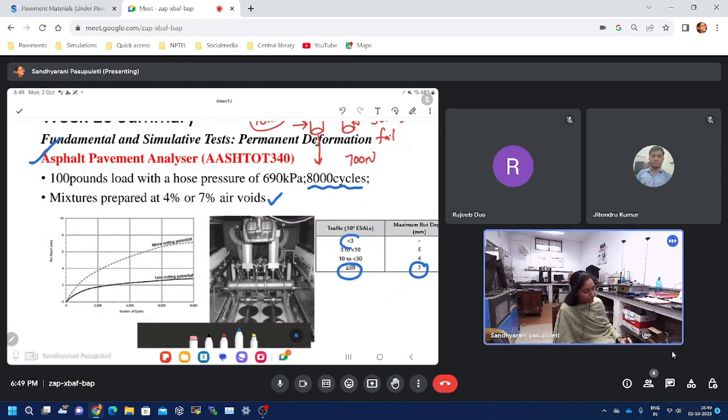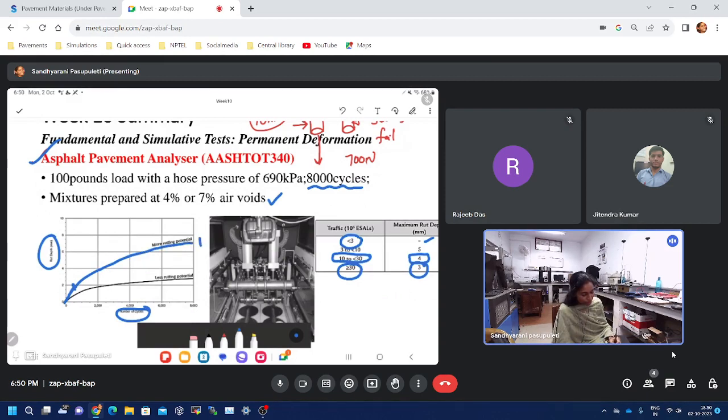If you are going to design your pavement for less than 3 million standard axles, then it is okay to have no rut depth limit. If your traffic is 10 to 30, we should not have any rutting depth more than 4 mm. If you see here, this is the rut depth on the y-axis and these are the number of cycles. What happens? As you increase the number of cycles, initially there will be a little rut depth, and the rut depth keeps accumulating and increasing.